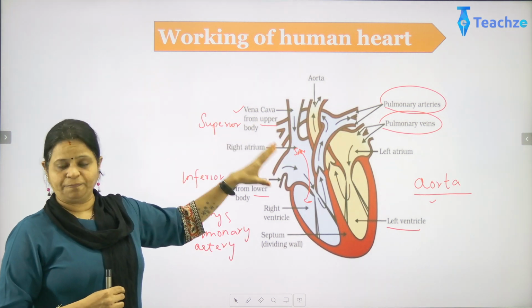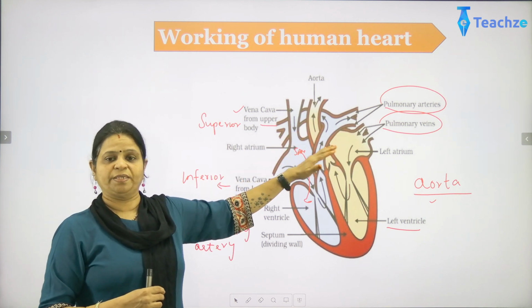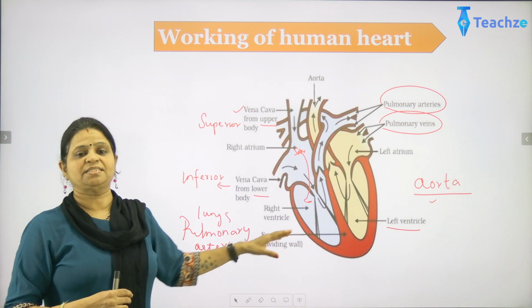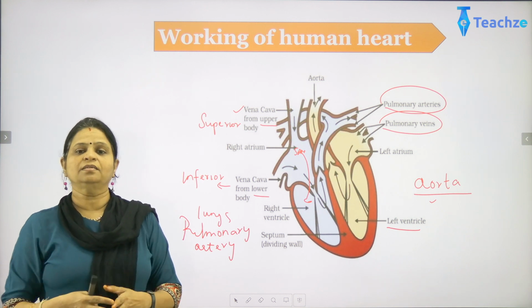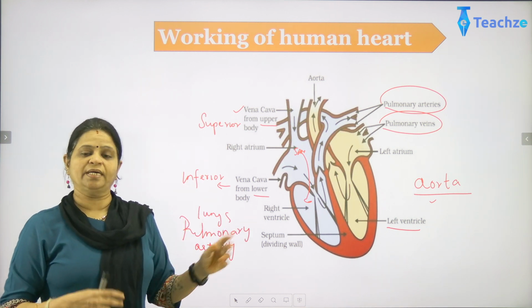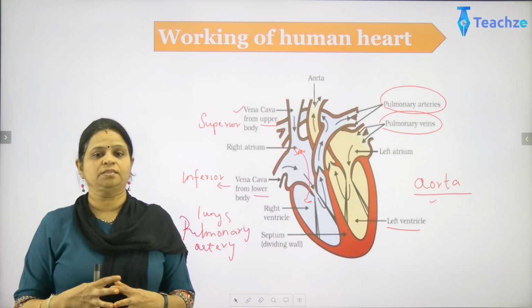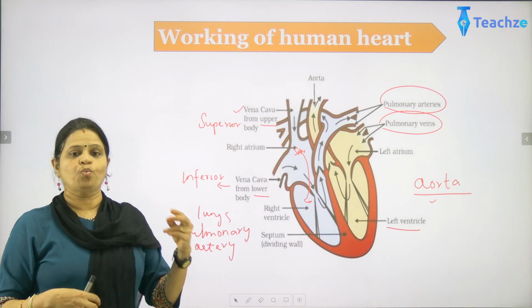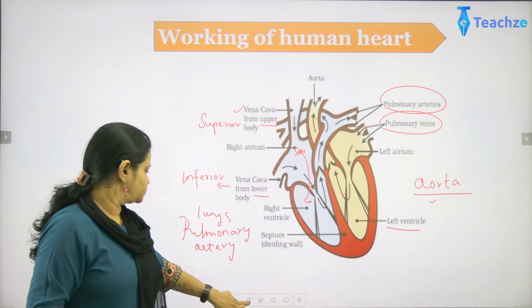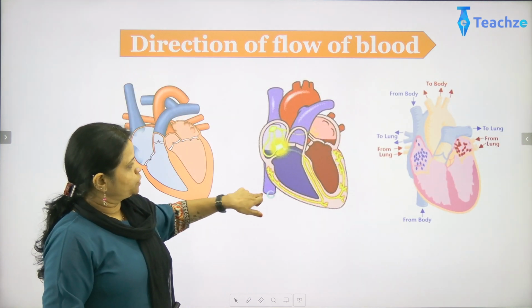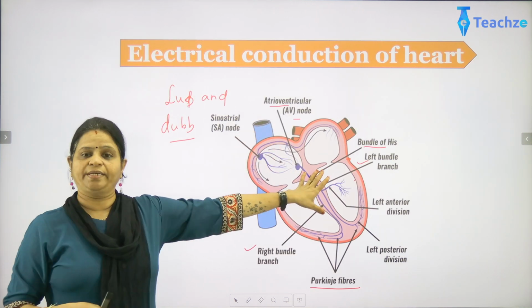So the lub and the dub sounds are created by the closing of the tricuspid and bicuspid valves, and the next sound at the semilunar valves at the junction of the pulmonary arteries and the aorta. So these are the two sounds heard continuously in a heartbeat. If you check with a stethoscope, you will find your heart sounds are similar to this. So that is how we calculate. One lub and dub sound can be heard in a single heartbeat. So that is how it works. Now coming to the next one, the electrical conduction of the heart we have tried to understand here.